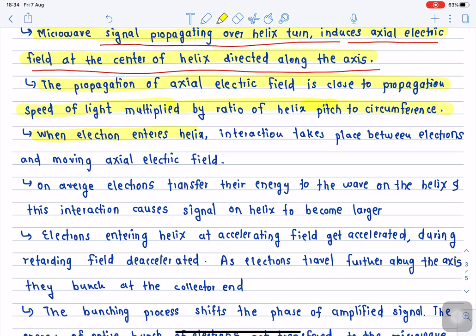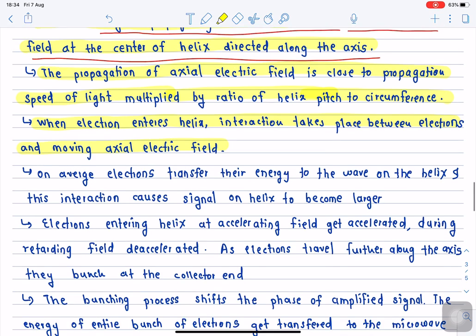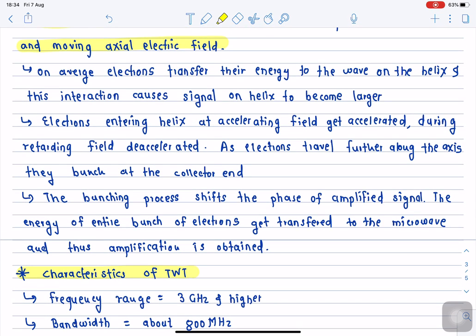Essentially, whatever I discussed, the same is explained here. When the electron enters the helical region, interaction takes place between the electron and the moving axial electric field. On average, the electrons will transfer their energy to the wave on the helix, and this interaction causes the signal on the helix to become larger. This is a very important statement. As we pass forward on this helical structure, continuous interaction of the electrons will take place with the axial electric field, which is generated because of the injected microwave signal.